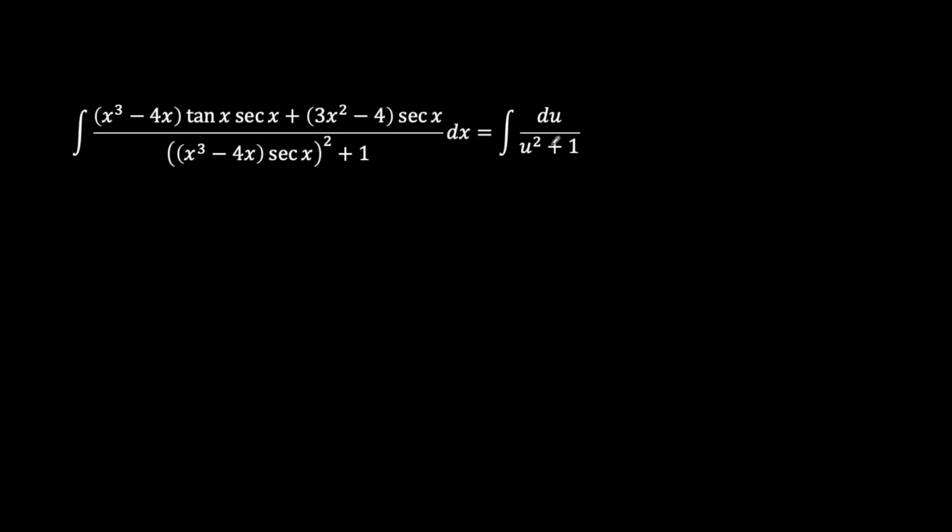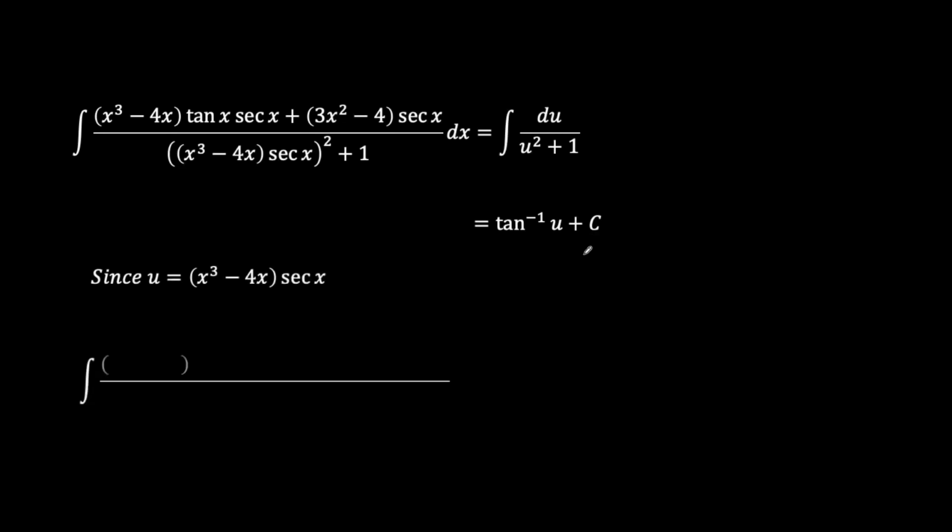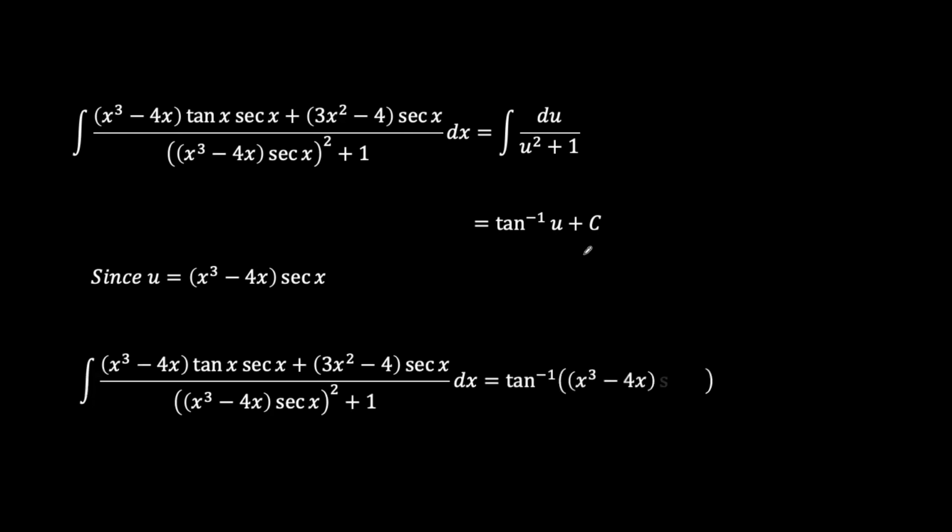And as we know, we don't want to really go further into explaining how this now comes to arctangent of u plus c. But that's the integration in the u domain. But since we know that u is equal to x cubed minus 4x secant x, we can say now that our indefinite integral, ignoring the limits, is equal to the arctangent of (x cubed minus 4x) times secant x, obviously plus the integration constant.